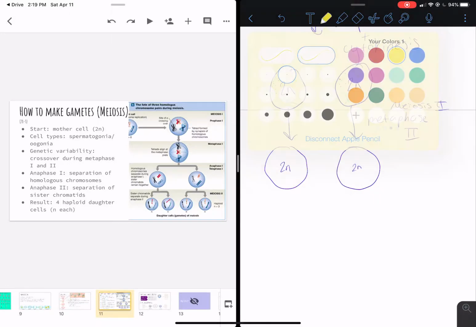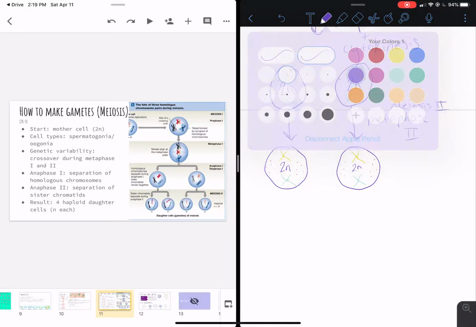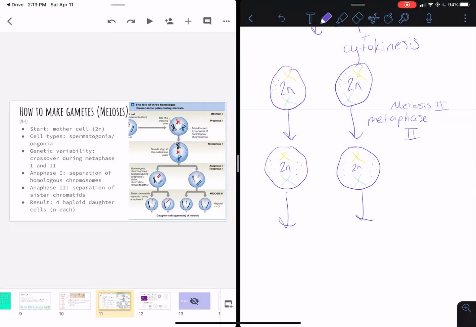And I'm going to separate everything equally and put my chromosomes down the middle along the metaphase plate. And now I'm going to put my five chromosomes in each of the four groups. Okay, then after metaphase 2 comes anaphase 2.